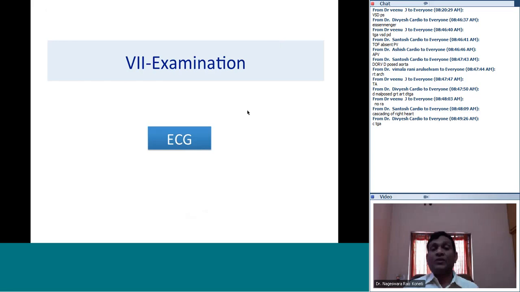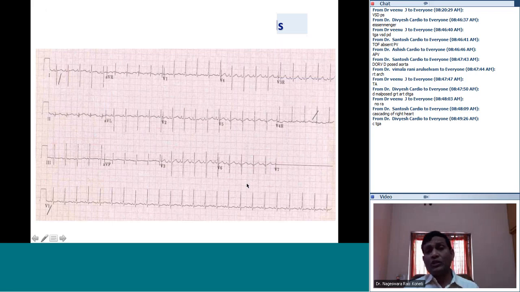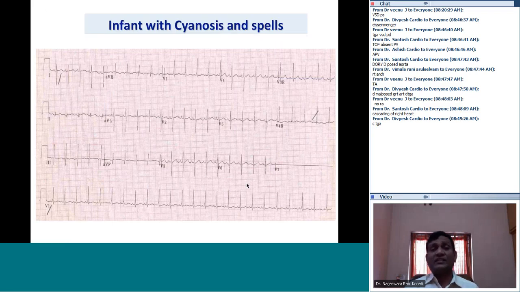So let us take a couple of ECG examples and then we will complete our story. So this is an infant with cyanosis and there is a 2/6 ejection systolic murmur. So what is the diagnosis?